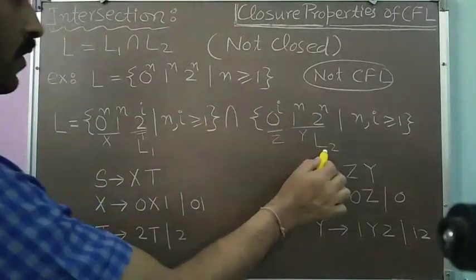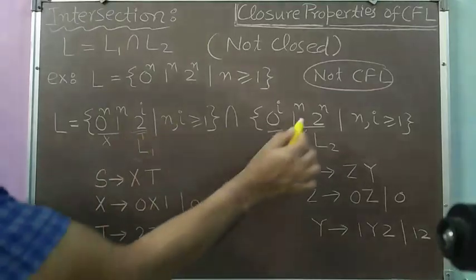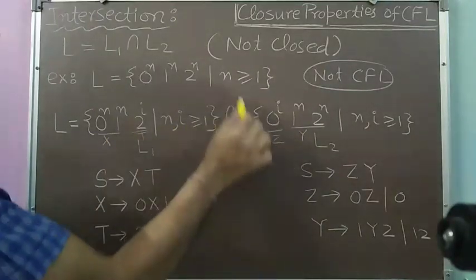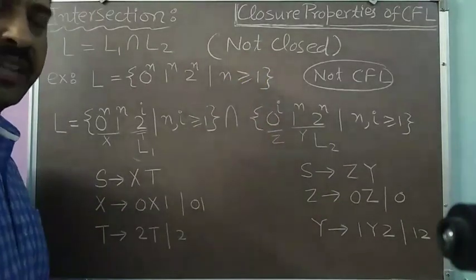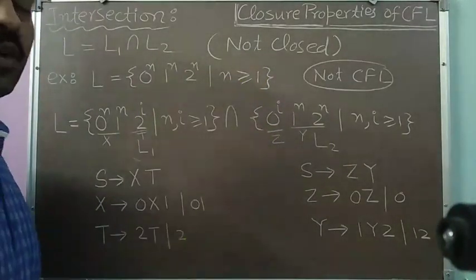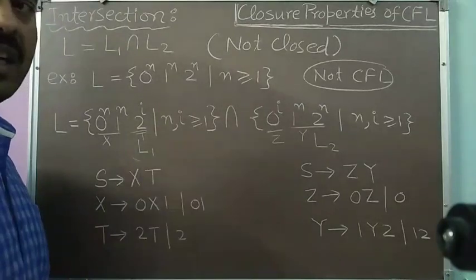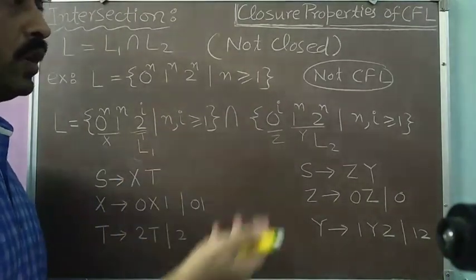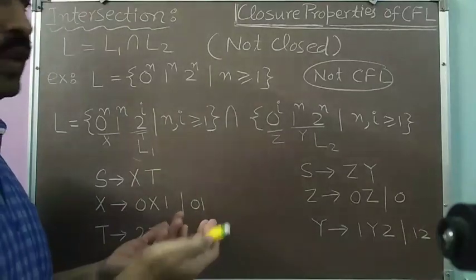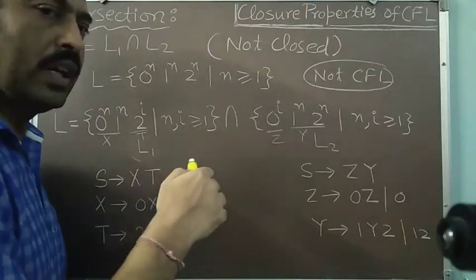So both the languages, L2 and L1, are context-free languages, and their intersection is this L, which is not a context-free language. So through one example we have shown that if we take two context-free languages and take their intersection, it is not always true that the result will also be a context-free language. It may be context-free in some cases, but not in every case.